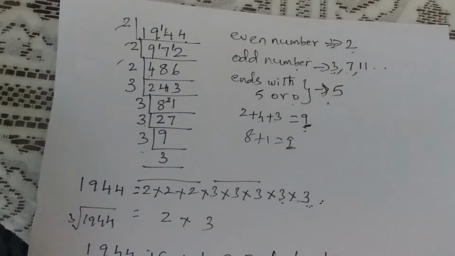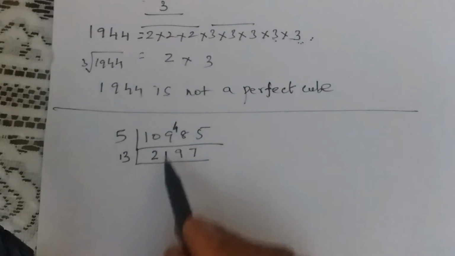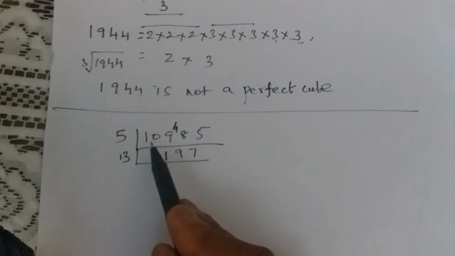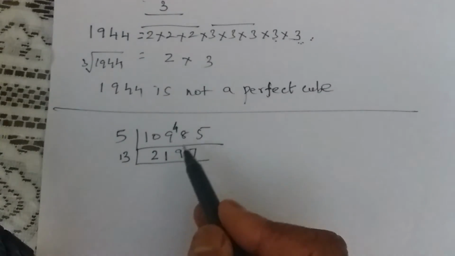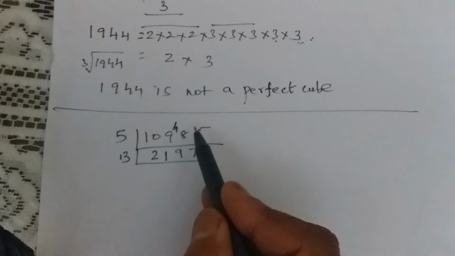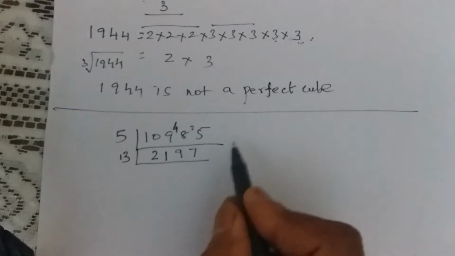So let us divide by 5. When you divide by 5, 2 5s are 10, no remainder, 5 1s are 5. After 5, count till 9, 4 is the remainder. In 48, 5 9s are 45, remainder 3. In 35, 5 7s are 35.